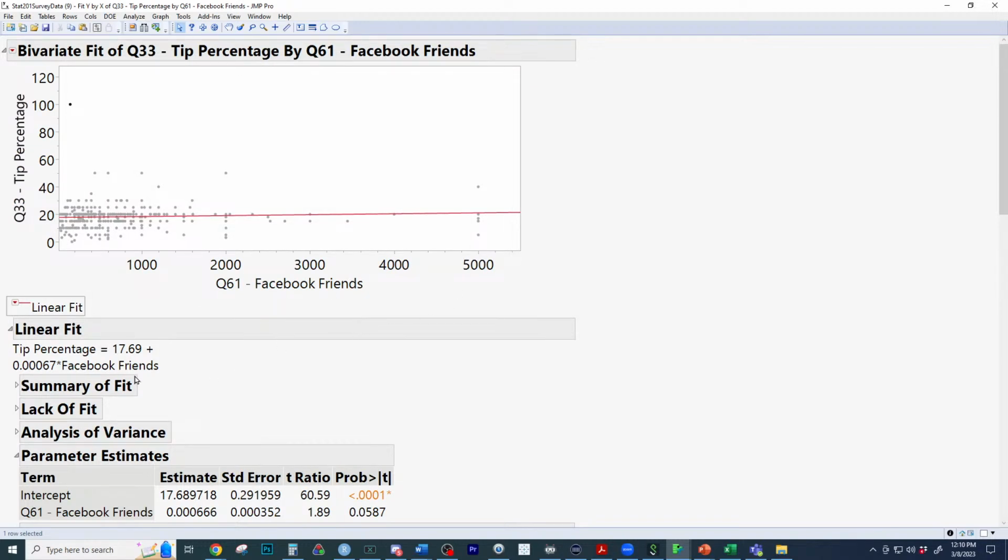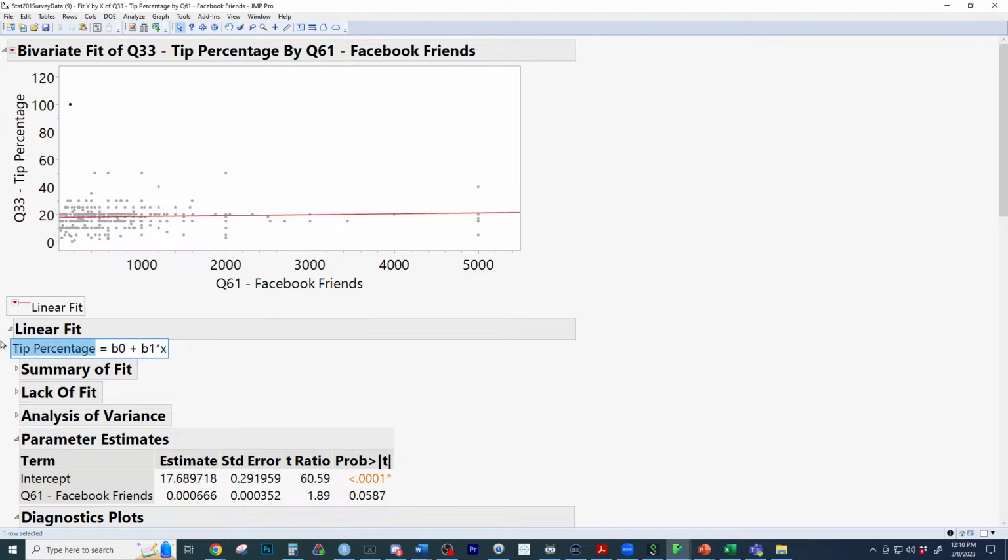X is not B1. X is the name of the X variable. So this is y hat equals B0 plus B1X, and here, I'll write them in right here. The tip percentage is y hat. So that is y hat equals B0 plus B1X, where y hat, we are predicting tip percentage. B0 is 17.689, and then B1 is 0.000067, and then the X variable name is Facebook friends.